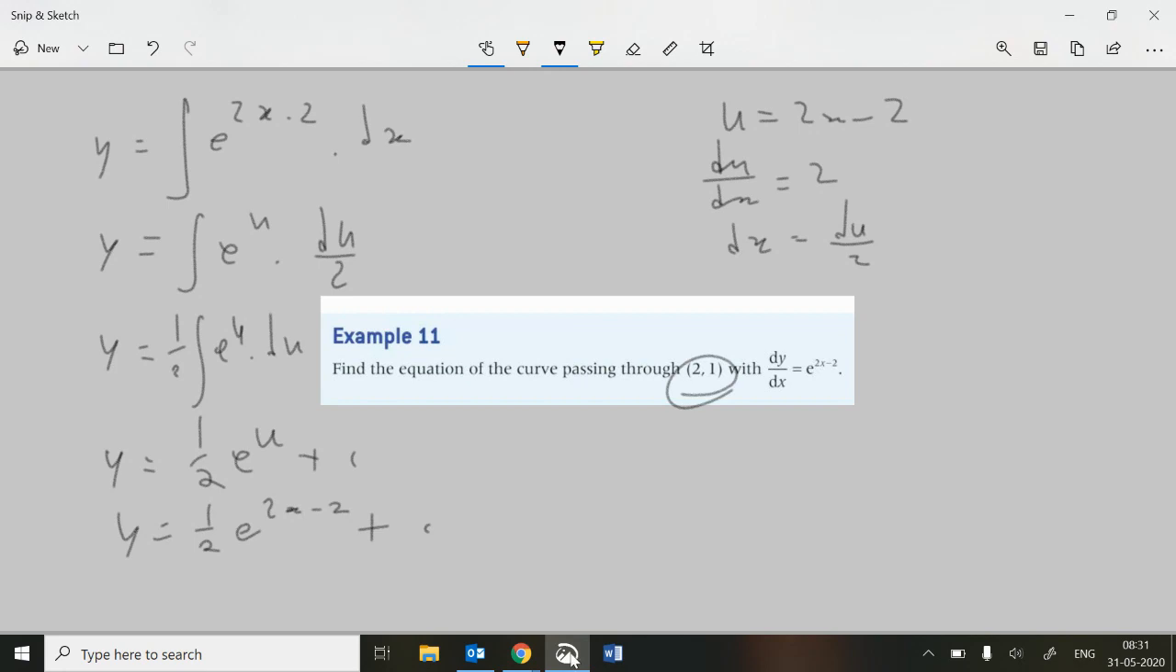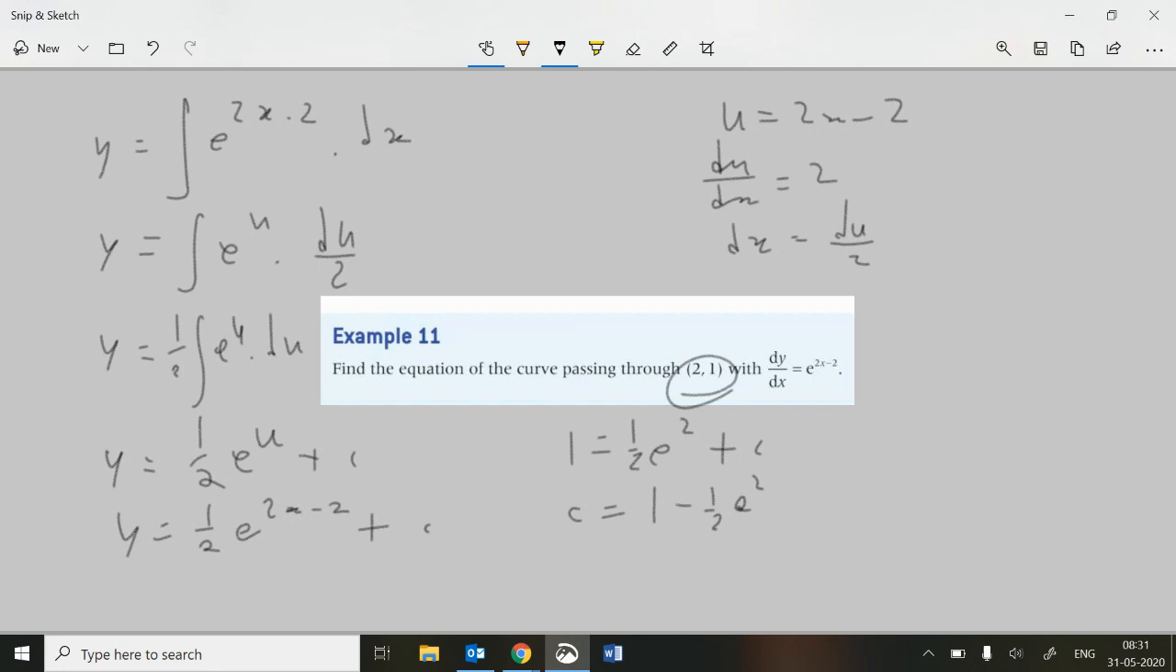I would normally say to the examiner, put the point (2, 1) into this function. Let's just put in 1 equals a half e to the 2 times 2 take away 2, so that's e to the 2. Okay, I'm missing steps a little bit here just to keep the page neat. And then plus c. And then, of course, you can see what c is. c is equal to 1 take away a half e to the 2. Now, you can evaluate that if you want to.